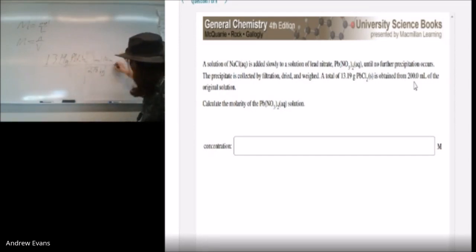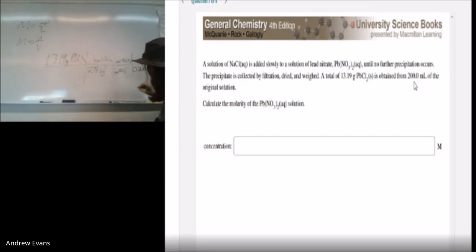Now, I'm going to kind of wave my hands a little bit, but there's 1 mole of lead chloride or 1 mole of lead nitrate. Technically, we have to do that, but it's 1-to-1. You kind of get lazy at times. Finally, in order to get molarity, I have to take my moles of lead nitrate and divide by our volume in liters.